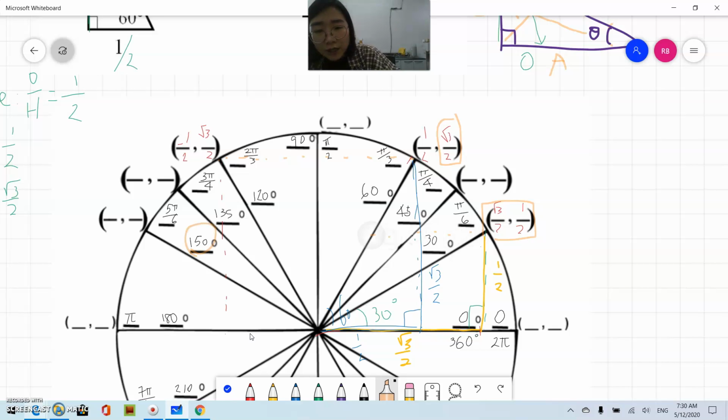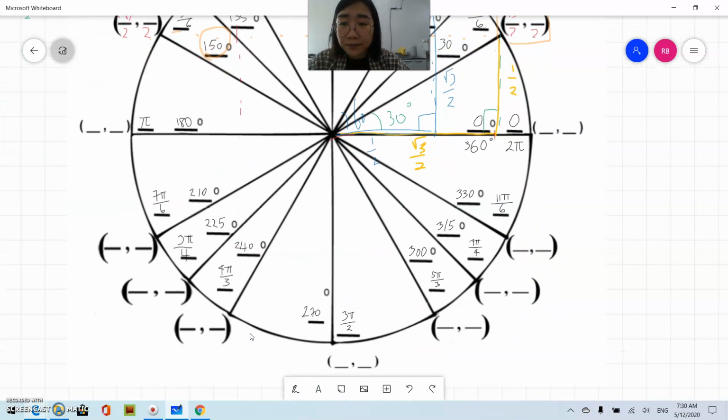If we draw a little line, you see how the y's are the same. So this will also be 1/2. But then my x will be a flipped version, so it's a negative square root of 3 over 2. Let's go to the third quadrant.